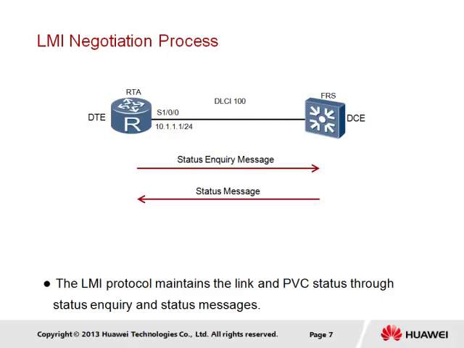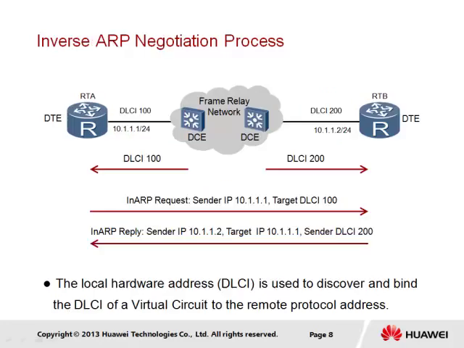As a result, the DTE device is able to determine the current status of the link and PVC, where we will find, if all is well, that the link status is typically set as up and the PVC status as active. Once the LMI is successfully negotiated, it is then necessary for the local DTE device to bind the local circuit identifier, or DLCI, to the destination address at the end of the virtual circuit. There are two ways that this can be done, either manually or dynamically. Where it is dynamically performed, we will find that an adaptation of the ARP protocol is used, known as inverse ARP.